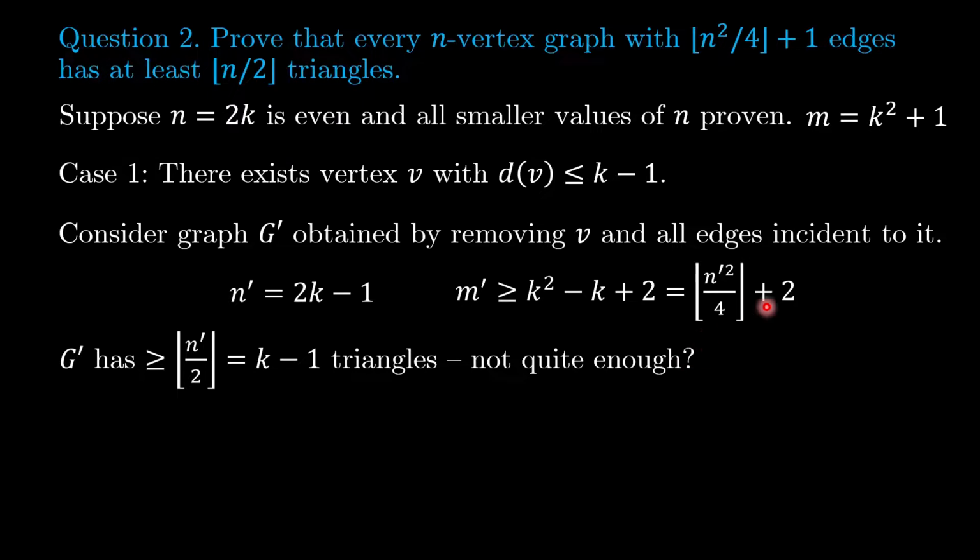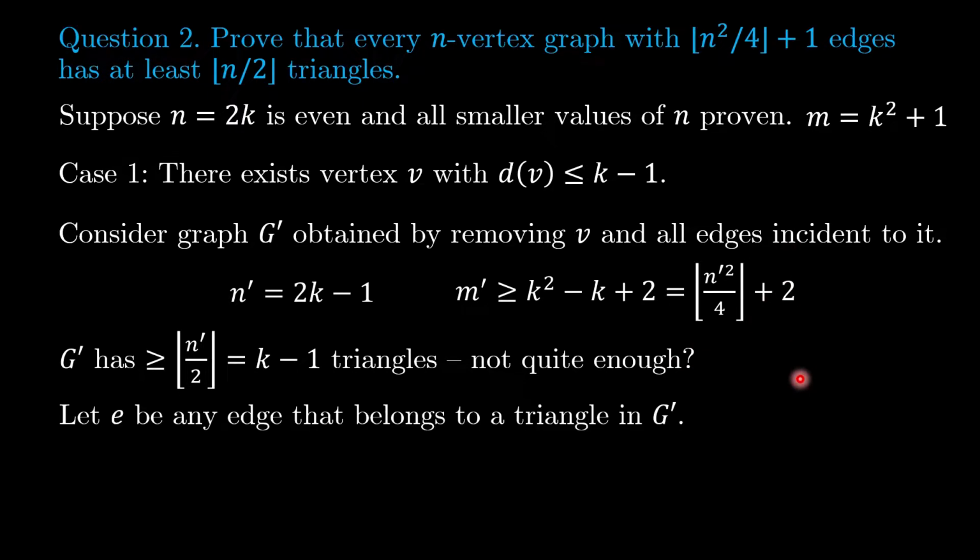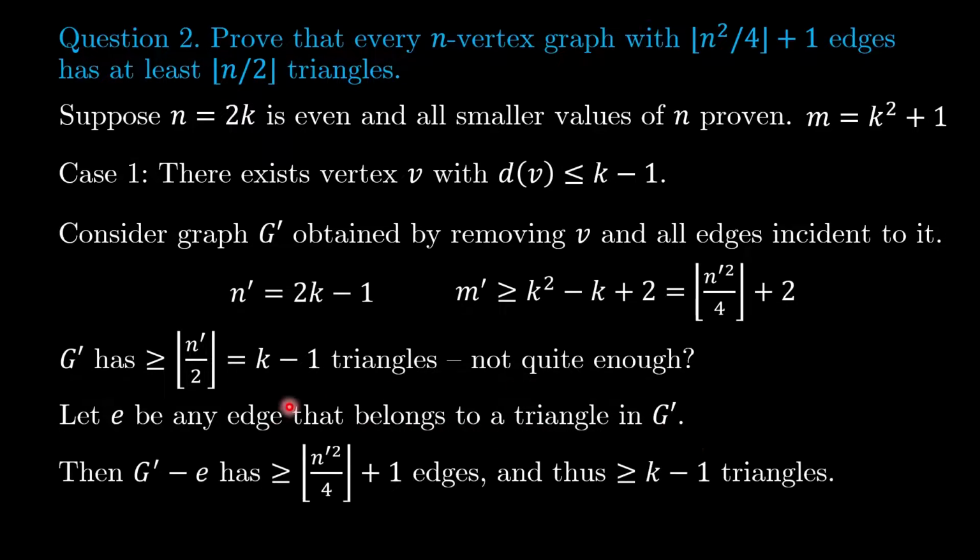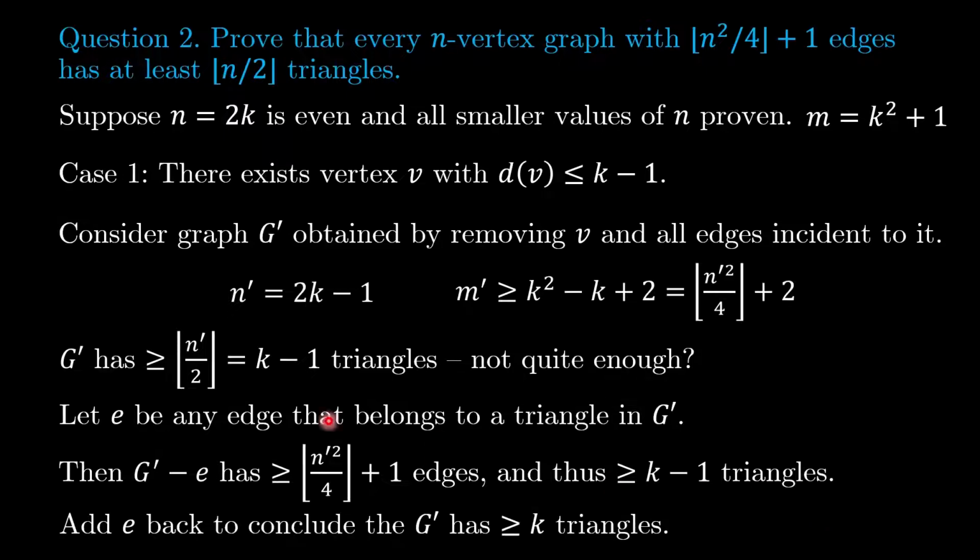But notice that we have a slack here. So how do we use that? Well, we let E be any edge that belongs to a triangle in G prime. And now we consider G prime minus the edge, and this has the floor of n prime squared over 4 plus 1 edges. We apply the induction hypothesis to this graph, G prime minus E, to conclude that there are at least k minus 1 triangles. And this excludes the triangle that got destroyed when we removed E. So when we add E back, G prime has at least k triangles. And these k triangles are also present in the original graph. Okay, so this is the easier case where we have a vertex with a small enough degree to remove.